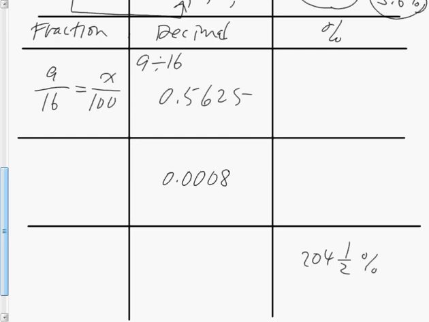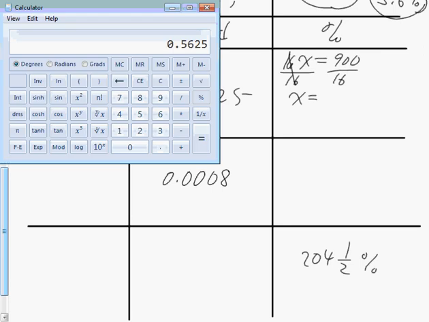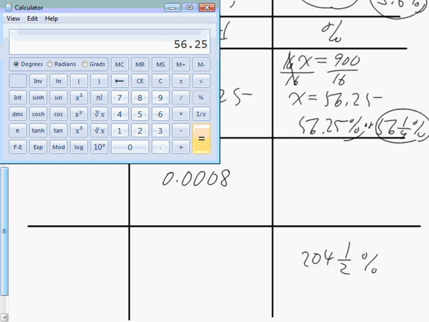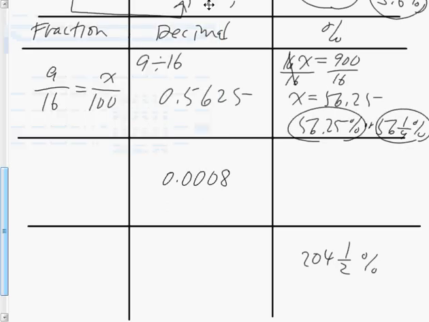So if you think of it using proportional reasoning, you would end up with this algebraic equation, 16x equals 900. You would divide both sides by 16, and you get x equals 900 divided by 16, which is 56.25, and therefore it's 56.25%. Okay, and that's using proportional reasoning to get there.